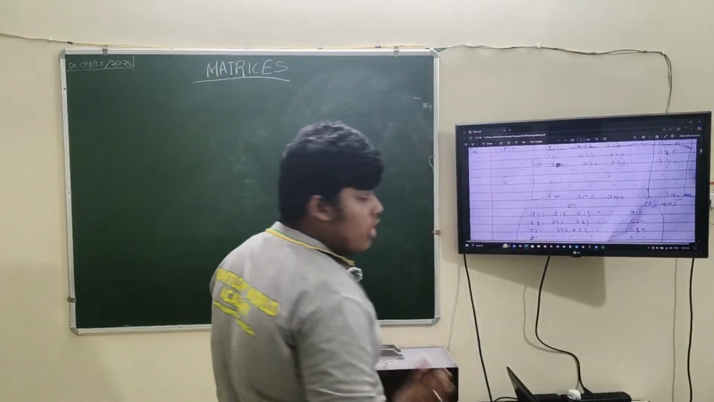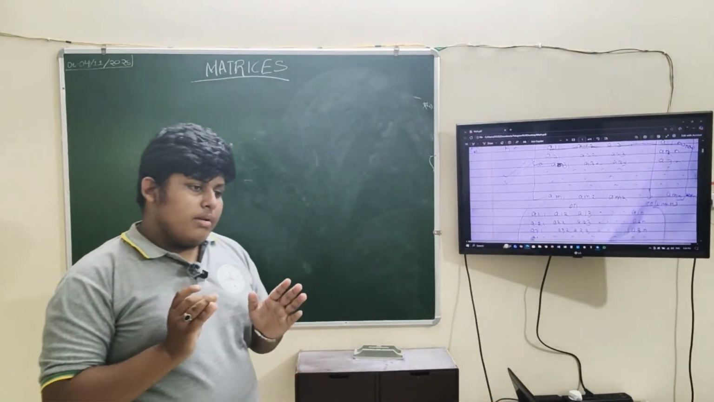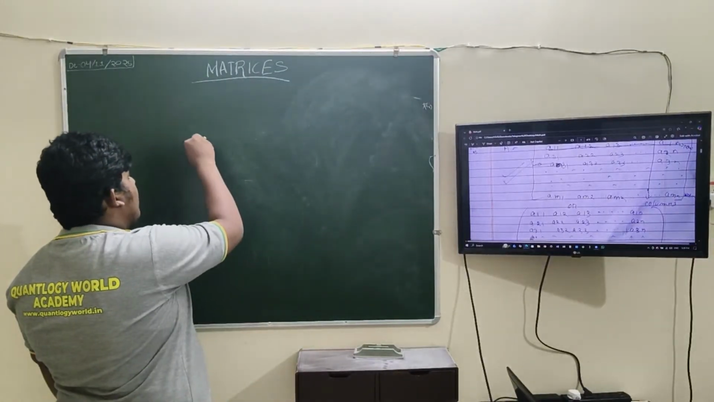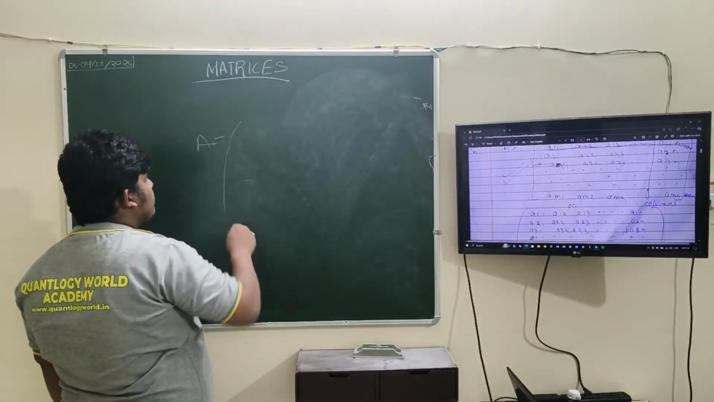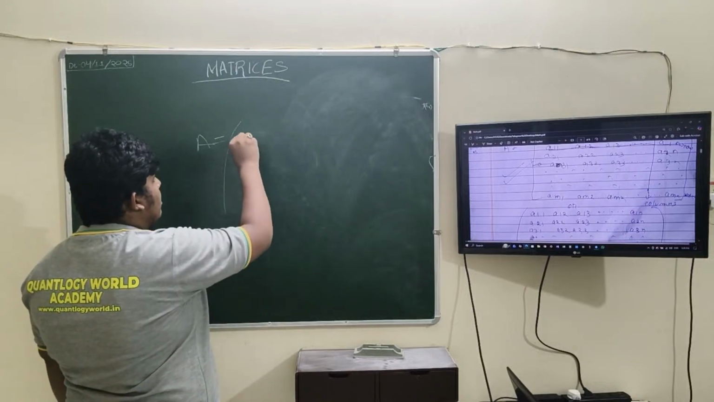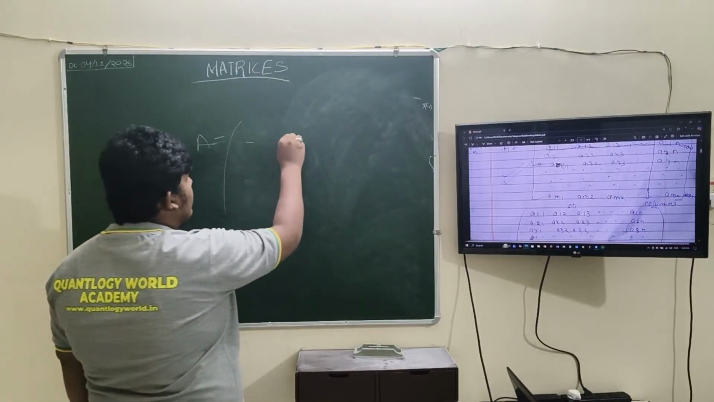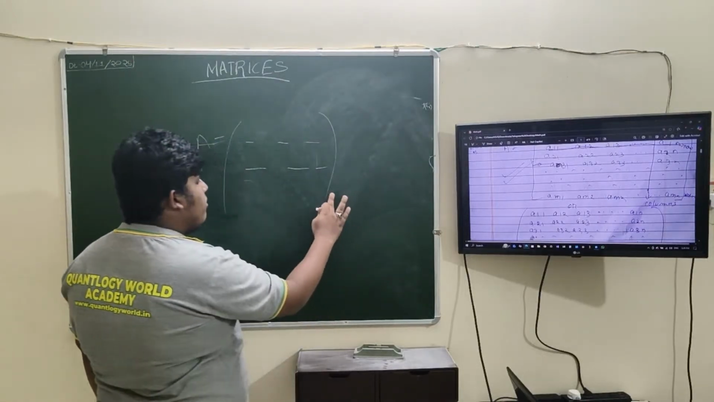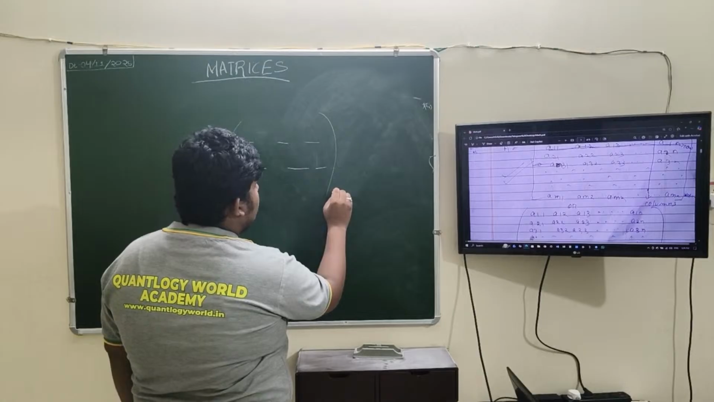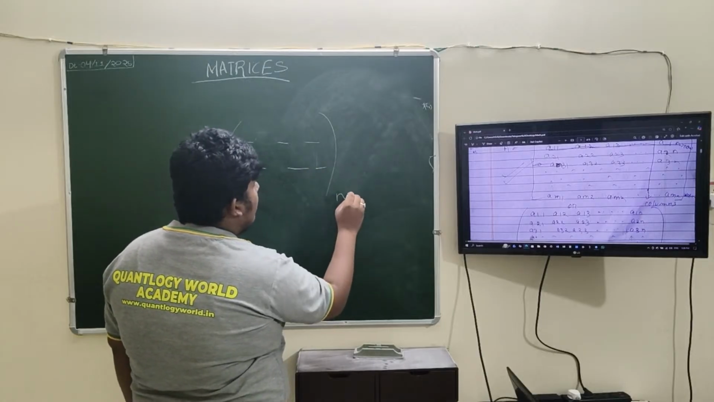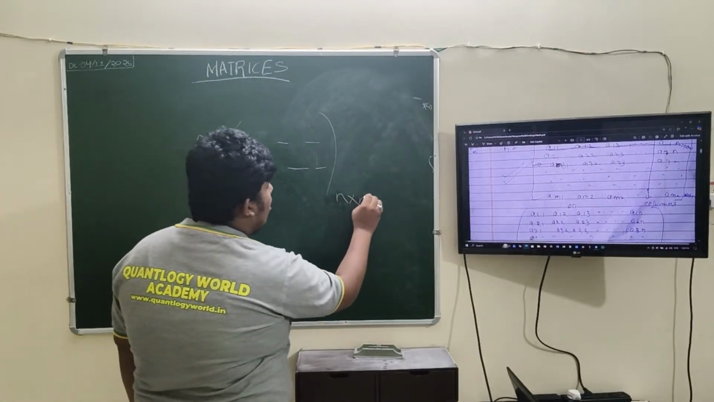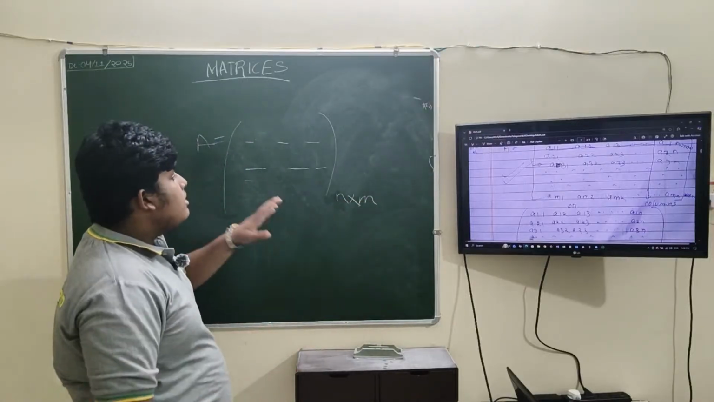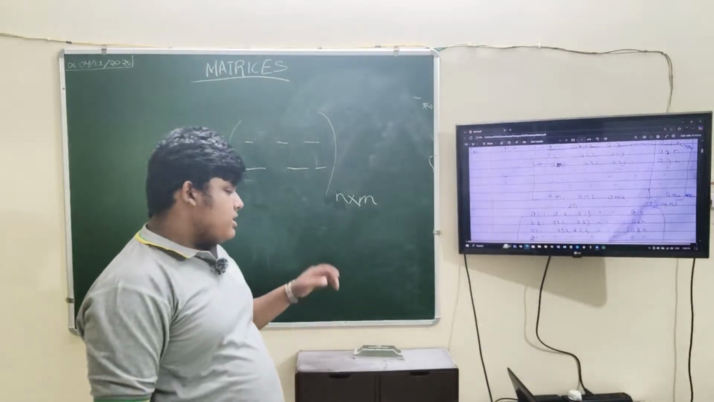First we will see the order of matrix. Matrix is written in what order? For example, A equals to, in brackets, let's say there are some elements in this matrix, and the order will be written as the number of rows into number of columns, which is n cross m. N represents the number of rows and m represents the number of columns.